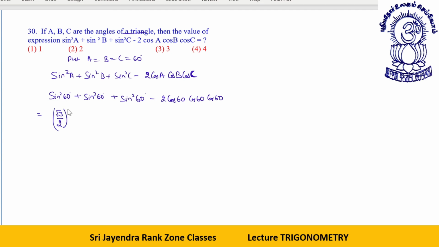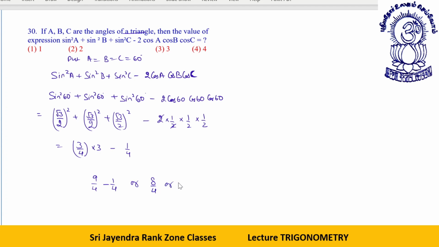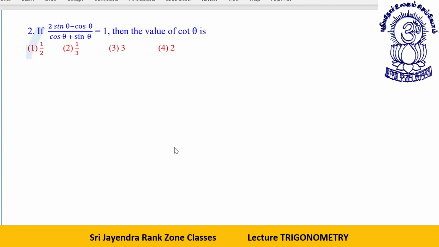Root 3 by 2 square plus root 3 by 2 square plus root 3 by 2 square minus 2. Cos 60 degree is half, again half, again half. So you get 3 by 4 three times, minus 2, and a half will cancel. This will be 1 by 4. So this will be like 9 by 4 minus 1 by 4, or I can say 8 by 4 or 2. Very clear? Let's take one last question of this type.